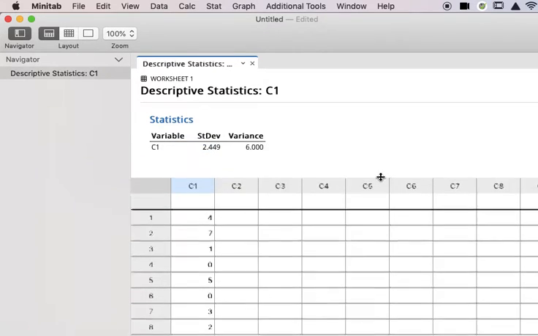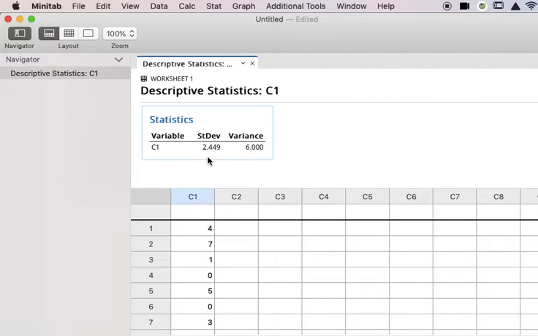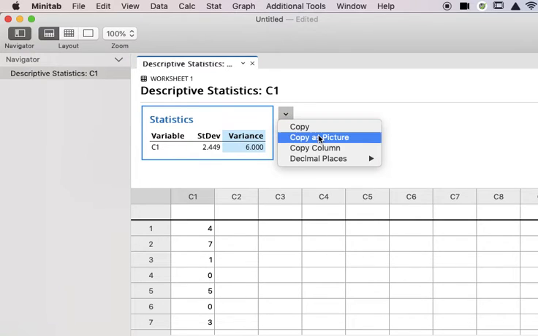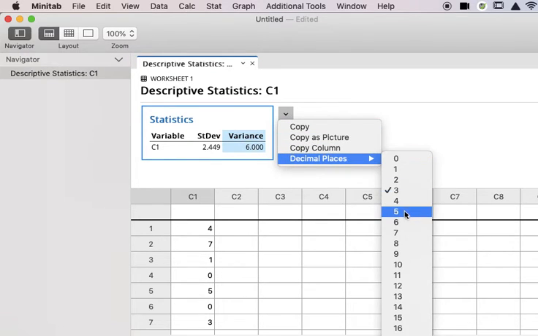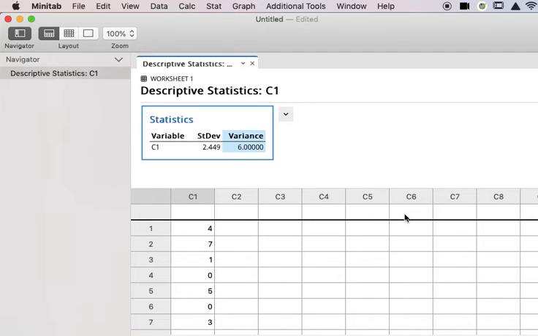And here are my results. My standard deviation is 2.449 and my variance is 6.0. Now again, if you need more digits after the decimal point than Minitab gives you, you would click on the value that you need to change to highlight it in light blue. Click on the drop down arrow and then you see the option to change the number of decimal points that are displayed. And that's how you calculate standard deviation and variance, which are two measures of variation.